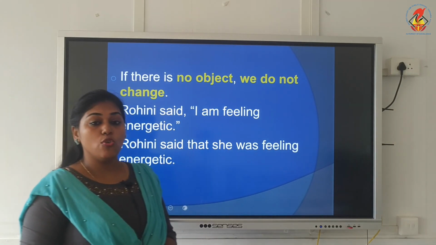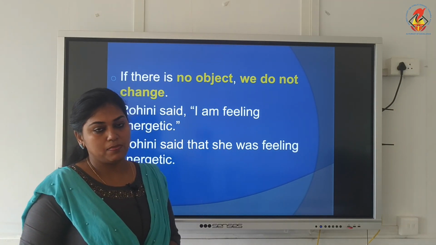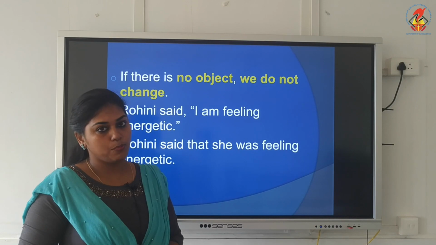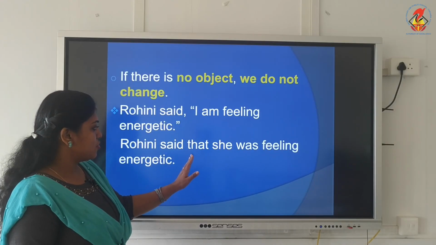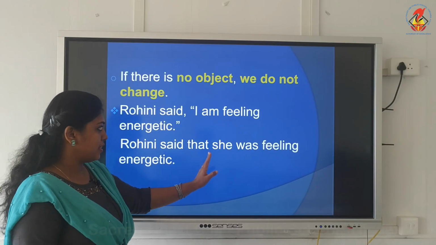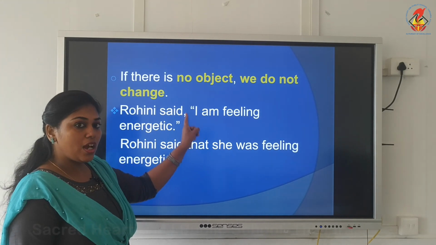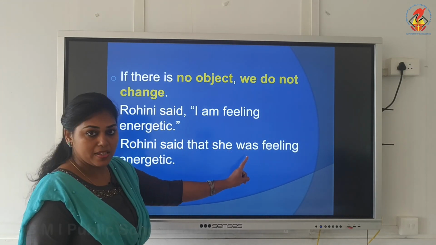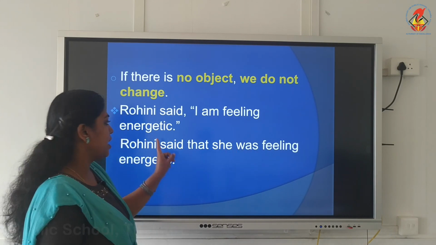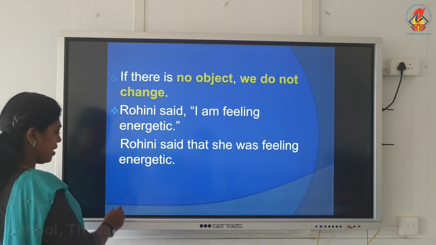And if there is no object after the reporting verb, then we do not have to change the reporting verb. For example, Rohini said, I am feeling energetic. Now here we can see that there is no object after the reporting verb, right? So here you don't have to change. You can write it as Rohini said that. The pronoun I has been changed into she, am has been changed into past tense, she was feeling energetic. Is that clear, children?